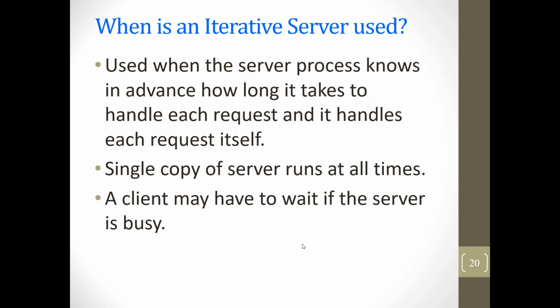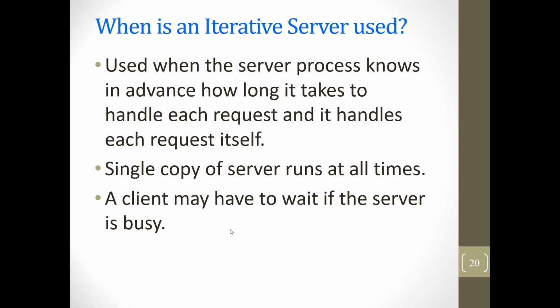Then, iterative servers are used when the server process knows in advance how long it takes to handle each request, and it handles each request itself. So here we are not going to use more than one server. The fork function is not used, as I already told. If you have the fork function, when a request comes you immediately create a child process and the child will be connected. But here only a single server is going to handle everybody. A single copy of the server runs at all times, and a client may have to wait if the server is busy.